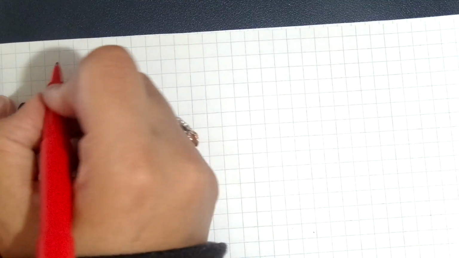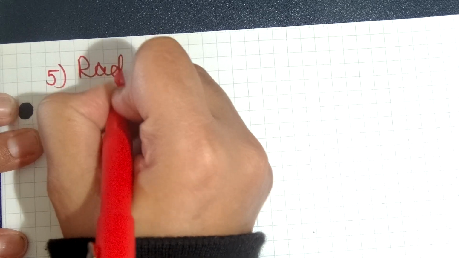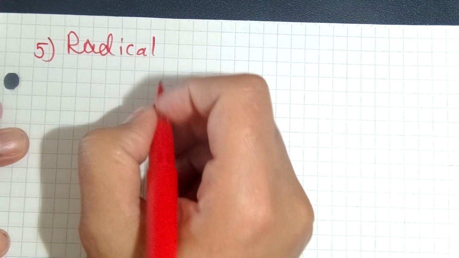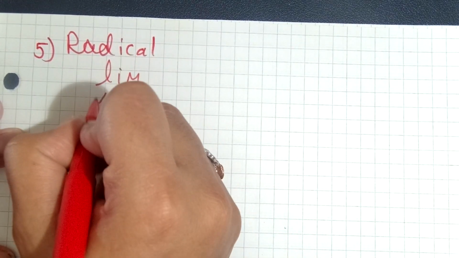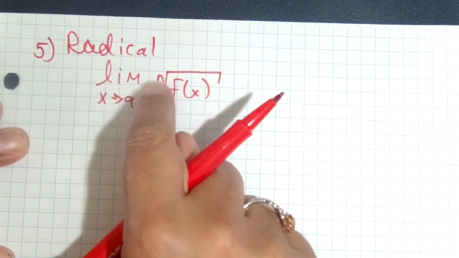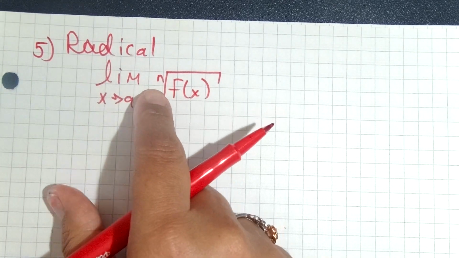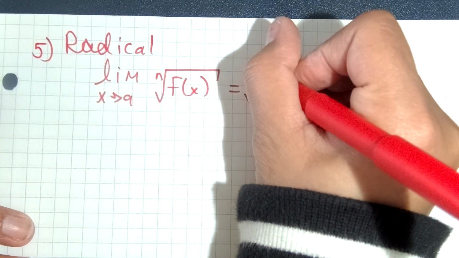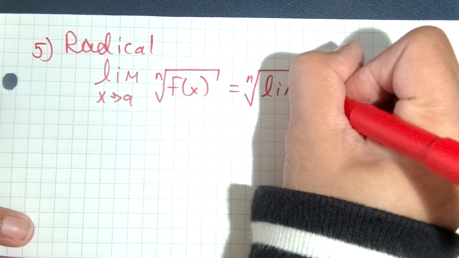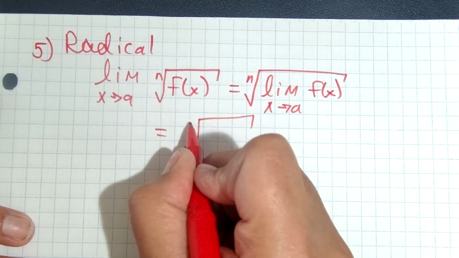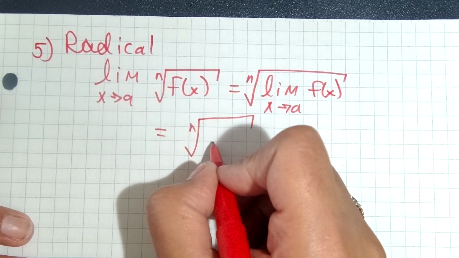All right. Last one is called the radical rule. The radical rule says that if we have the limit as x approaches a of the nth root, so n is like square root, cubed root, fourth root, okay? We can then just find the limit and take that root. So all that is the nth root of L1.